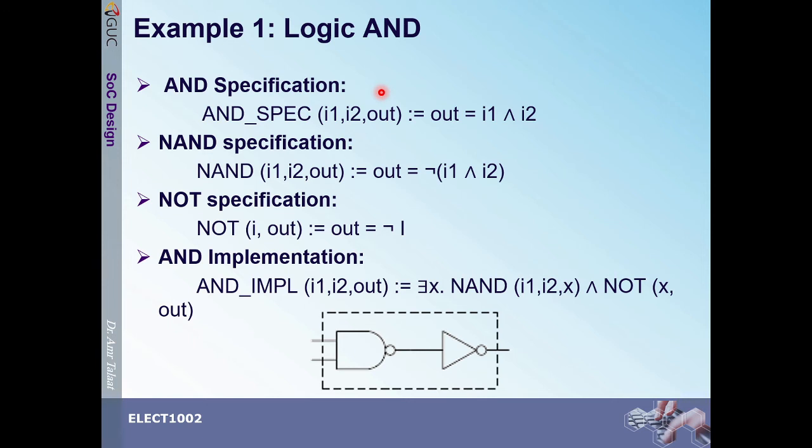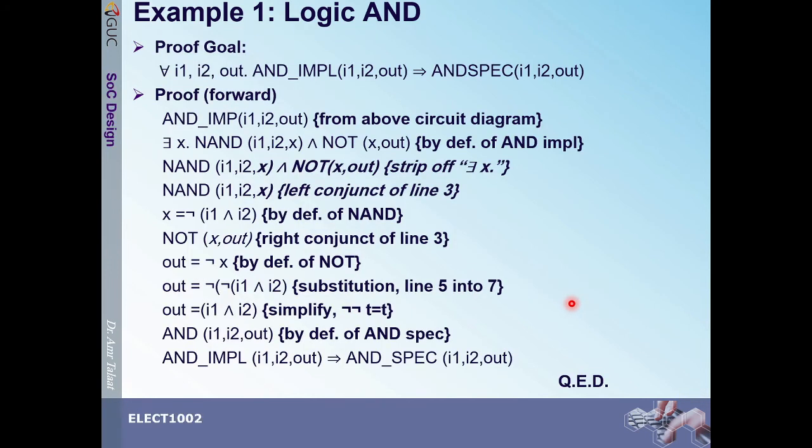If I want to prove that a NAND gate followed by a NOT gate is an AND: the AND specification is an output equal to I1 and I2. The NAND specification is an output equal to not (I1 and I2). The NOT specification is the output equal to not I. And I will define the implementation of I1, I2 and output, such that there exists an X where NAND I1, I2 of X, and NOT X and output. So X is considered a signal. This is an AND implementation. This is a NOT implementation. What I'm trying to prove is that for all given inputs and outputs, I1 and I2, the AND implementation implies the AND specification. This is simple.